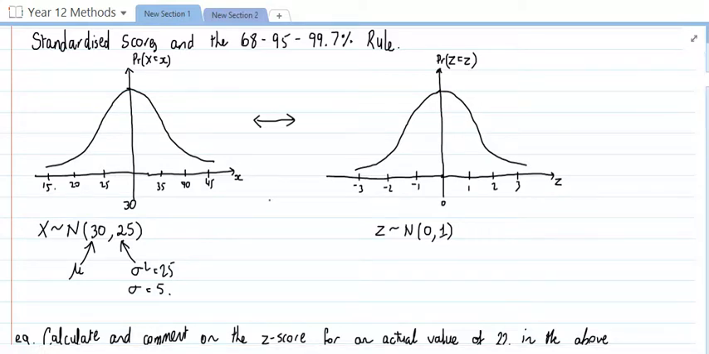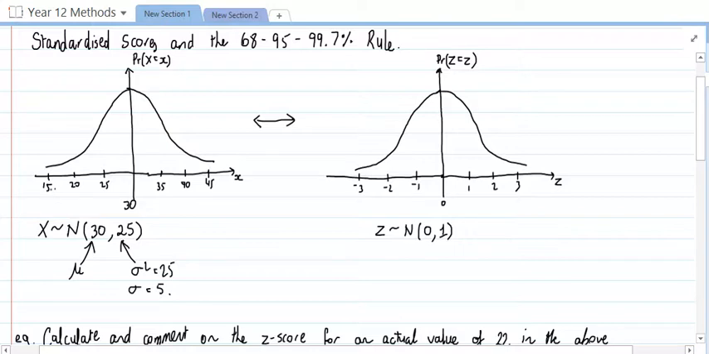And the reason for that is that Z tells us how many standard deviations a score is from the mean. So a Z-score of 2, for example, means that the result is 2 standard deviations above the mean. Whereas a Z-score of negative 3 means that the score is 3 standard deviations below the mean. So coming back over here, we can see that this score of 15 is 3 standard deviations below the mean, which we can count out because we know the standard deviation is 5, so it's going 1, 2, 3 standard deviations below.